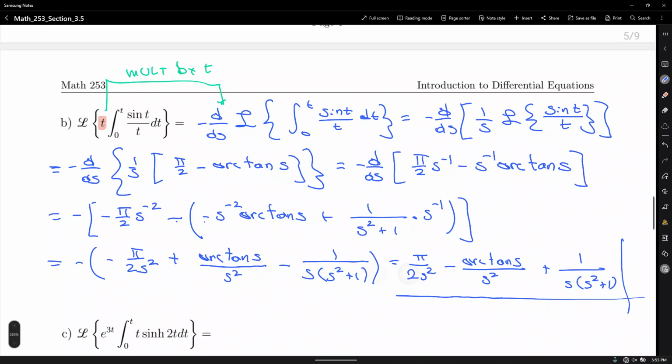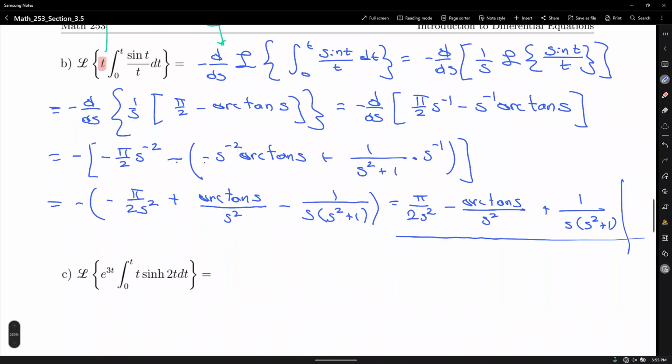Okay, one more, and we move on to the next topic. Okay, what about the Laplace transform of e to the 3t times the integral from 0 to t of t sinh of 2t dt? Oh, what is this?